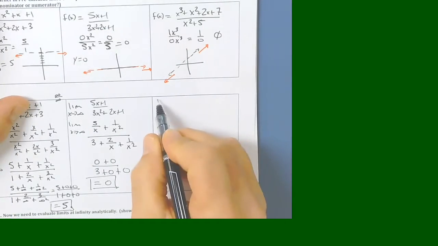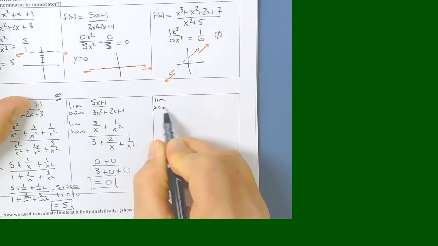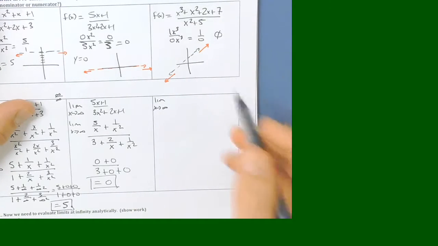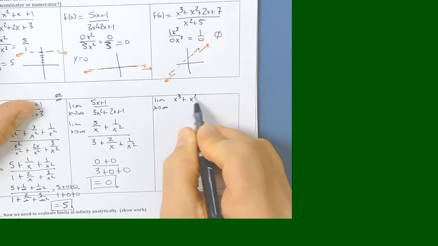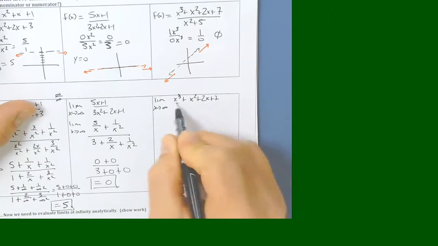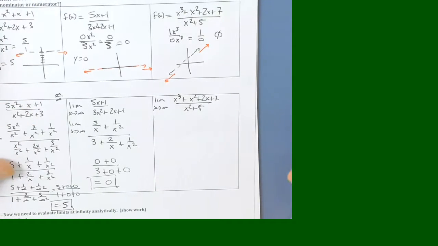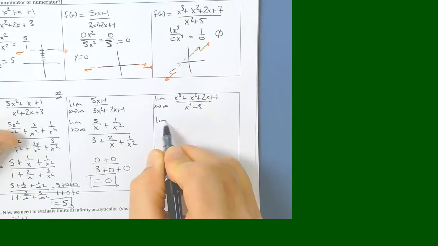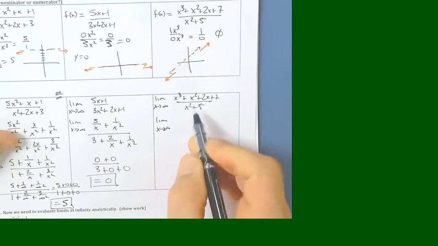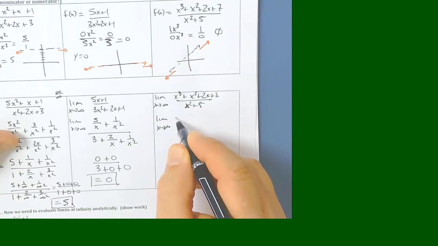Now, this is end behavior, and so we're going to have to look at the limit as x goes to positive infinity first. And it's going to be of x cubed plus x squared plus 2x plus 7 over x squared plus 5. The highest degree of the denominator is x squared. Limit of the denominator, x squared.